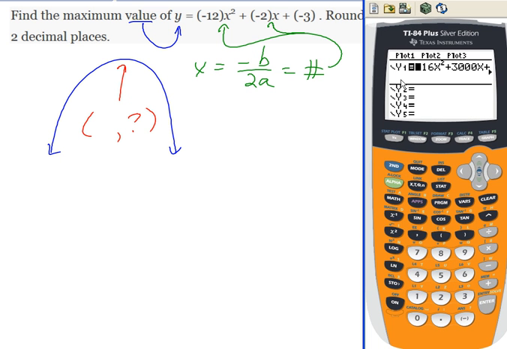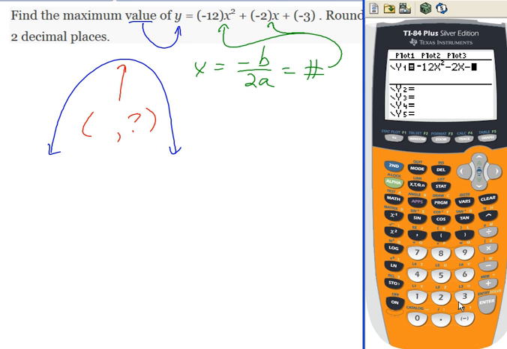Okay, here we go. So if I go in here into y equals, and I want to put this in there, right? So I'm going to put in negative 12x squared minus 2x, same thing as plus negative 2x, minus 3. Okay, now part of the deal is that we got to get used to it, and we're going to work through an issue that involves this today.